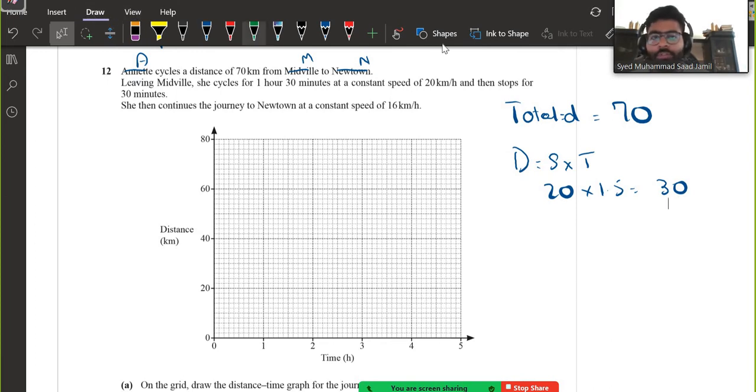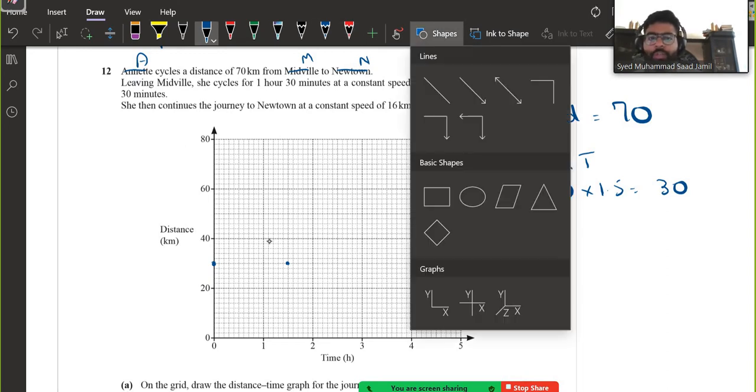So let me draw this now. Line. So she traveled 30 kilometers during the first 1.5 hours. Let's write down the coordinates first. This is 21, 22, 24, 26, 28, 30. This point is 30, and 1.5 is this. So she traveled till here during the first 1.5 hours. Now let's draw it.